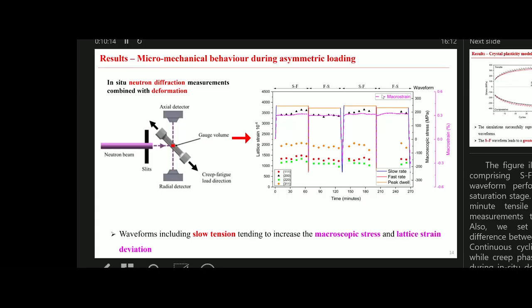So when we consider these asymmetrical load waveforms, when the slow tension was used, we can see that it will first increase the macroscopic stress, which is similar to our other results. And then it will also increase the lattice strain deviation. For example, when we load the stress to the peak tensile strain, the 200 grain family has a lattice strain of 3,400, but it will increase to 3,600 after one hour peak dwell. But following fast tension, this is SF, this is FS, the lattice strain deviation didn't change, it shows constant. So that means the SF waveform will increase the grain-level deformation incompatibility when it was used.